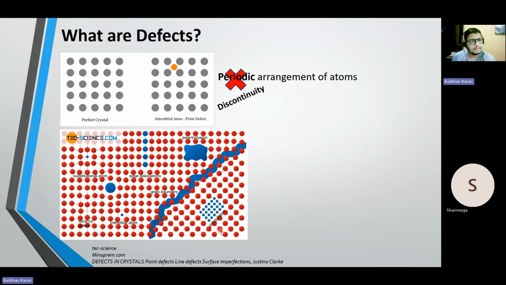So as you can see, these defects create a discontinuity in the arrangement of atoms. That means this will in turn affect the properties of the material. Even if the material is uniform elsewhere, the properties in this portion will be different, because the material is totally different. Either a new material is introduced or something is absent, so the properties will vary. So this is the importance of defects.